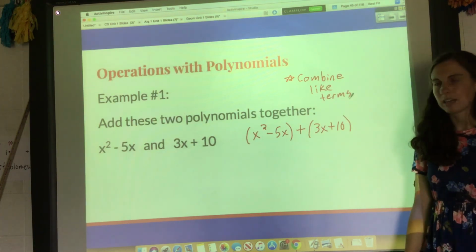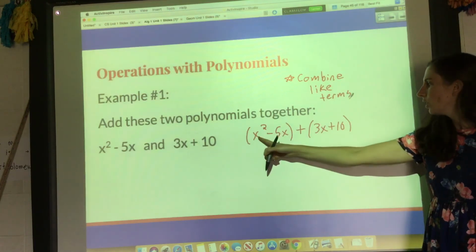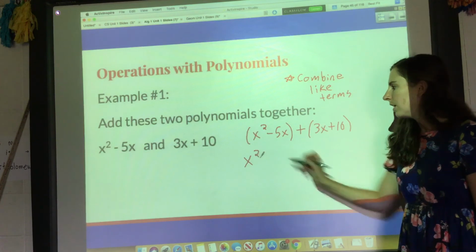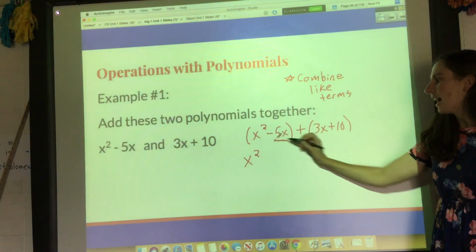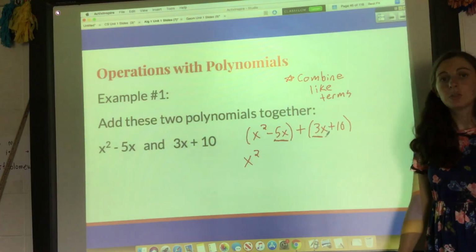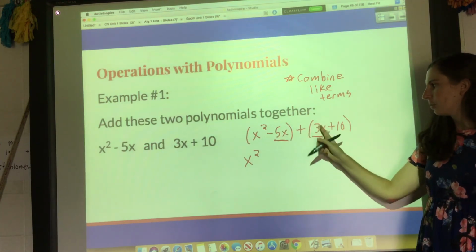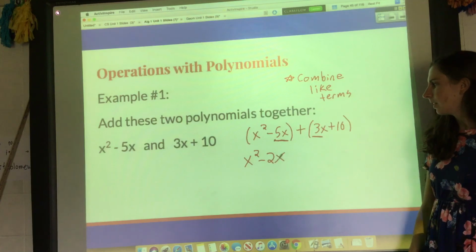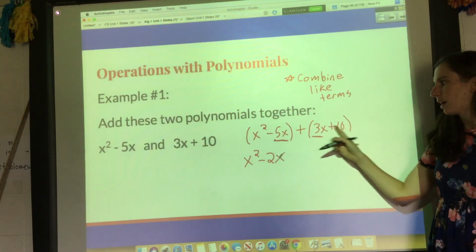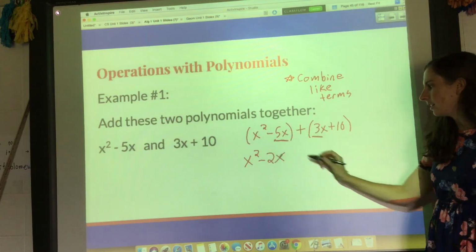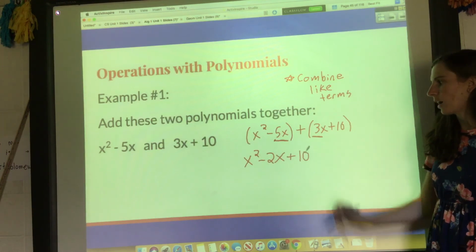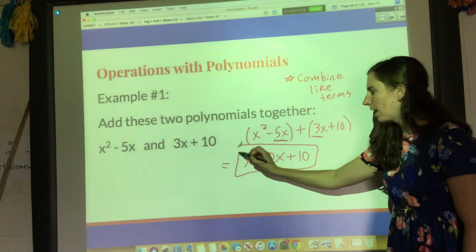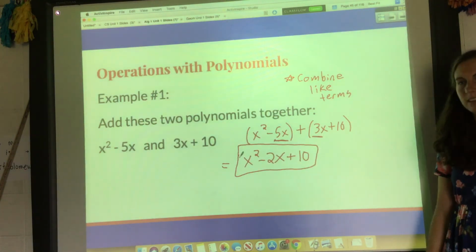Like terms means same variable, same exponent. So there are no other x squareds, so that one's just going to stay as it is. Here's an x and here's an x, so those get combined. If I have negative 5 plus 3, that makes negative 2 of them. And then the 10, nothing combines with the 10 because there's no other constants, so the 10 stays the same as well. So this is my final answer. I added the two polynomials together.